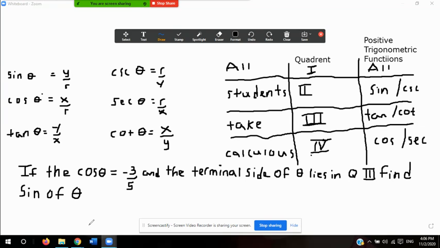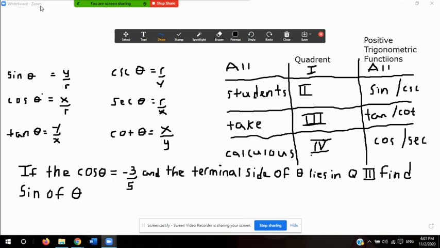Today's topic is evaluating trigonometric functions for non-acute angles, more specifically, algebraic signs of trigonometric functions. So today we're going to be talking about algebraic signs of trigonometric functions. Now, there are some things that we need to go over or review from section 2.2.